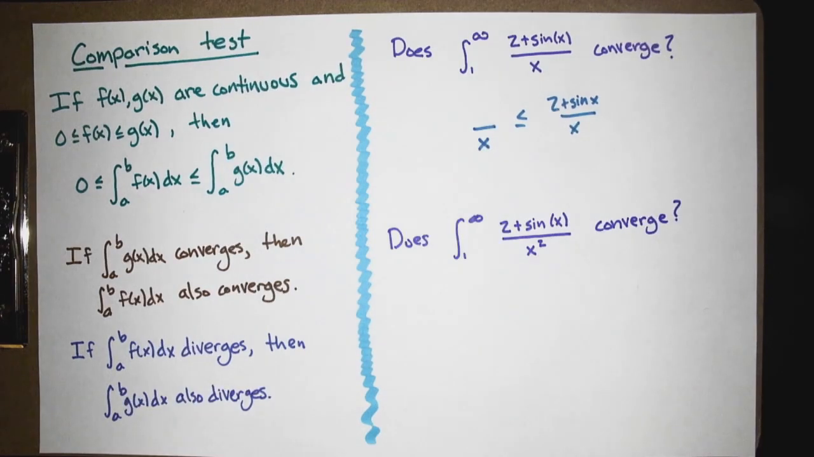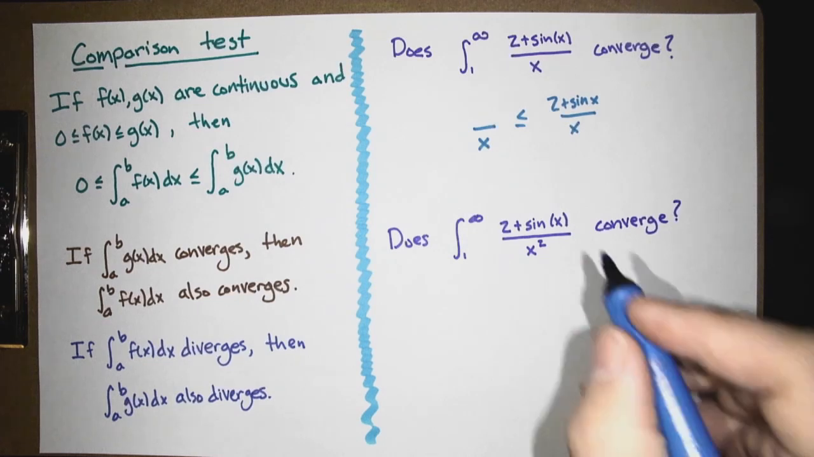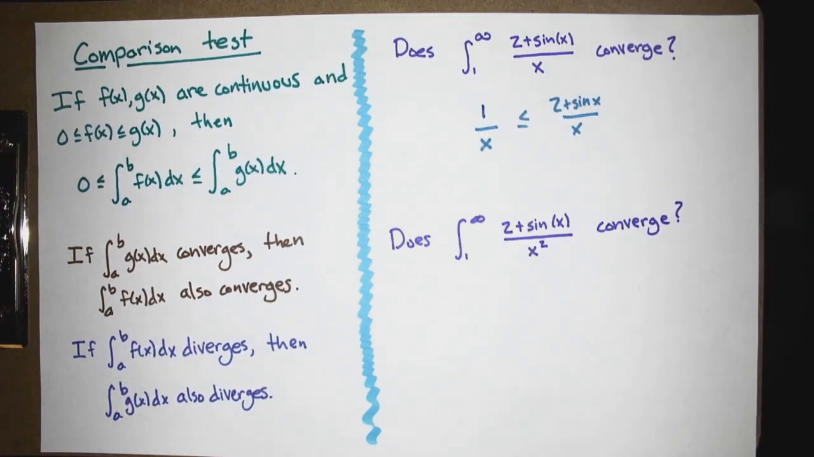What can we do with the 2 plus sine x? 2 plus sine x is bigger than or equal to what? I know, I'm testing you on your knowledge of sine today. 1. Where does that 1 come from? Well, sine x can go from where to where? Positive 1 at the top, negative 1 at the bottom. So the smallest 2 plus sine x can ever get is 1.